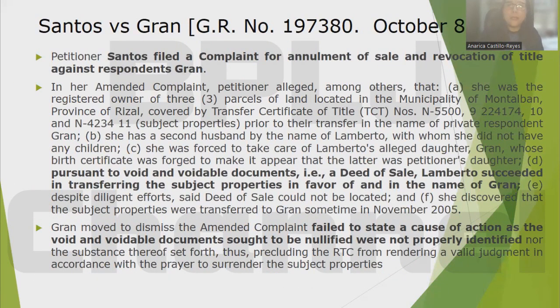Okay, we have the case of Santos versus Gran. In this case, Santos filed a complaint for annulment of sale and revocation of title against the respondent Gran. The basis for the complaint for annulment of sale is that the deed of sale relied upon is void or voidable. However, Gran moved to dismiss the complaint on the ground that it failed to state a cause of action, as the void and voidable documents sought to be nullified were not properly identified, nor the substance set forth.